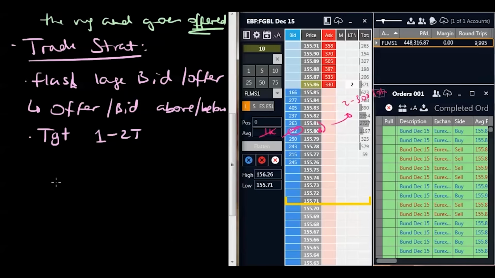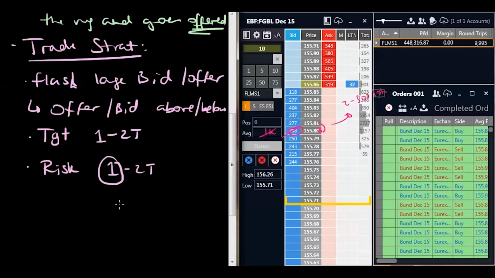Now, your risk on the trade should be equivalent, 1 to 2 ticks. Again, in most cases, you want it to be 1 tick. If that doesn't go immediately offered, in most cases, from speaking to some of the guys that are really good at this, they'll actually look for a scratch. When I say a scratch, I mean basically get out at the price that they sold or bought.